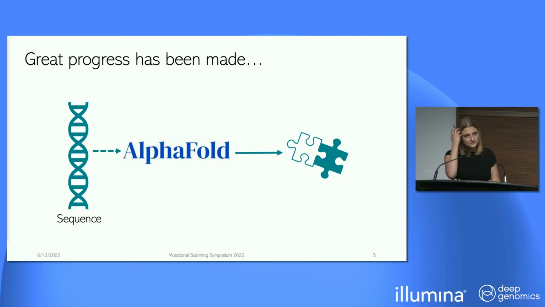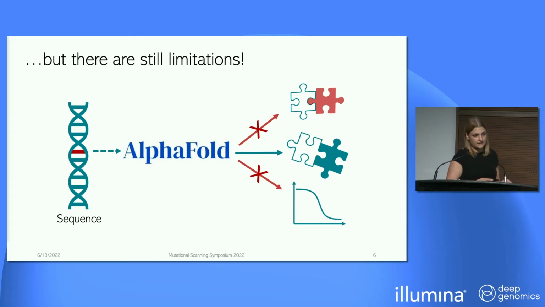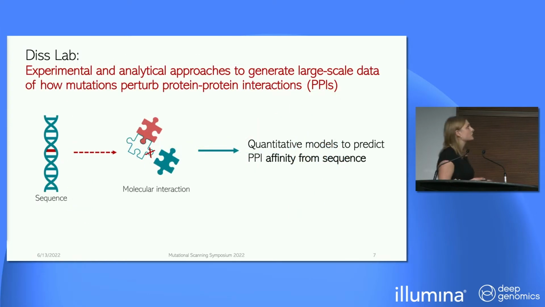Since the launch of AlphaFold, great progress has been made in predicting protein folding and protein interactions from sequence. And although this has, of course, sparked much research and discoveries, AlphaFold is to date neither able to quantitatively predict strength of interactions or how mutations affect folding and interactions. And that's why we in our lab want to develop new experimental and analytical approaches in order to generate large-scale data sets of how mutations perturb protein-protein interactions, to ultimately create quantitative models to predict protein-protein affinity or specificity from sequence.